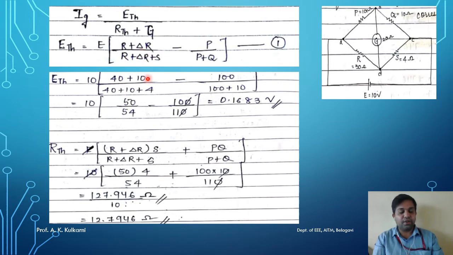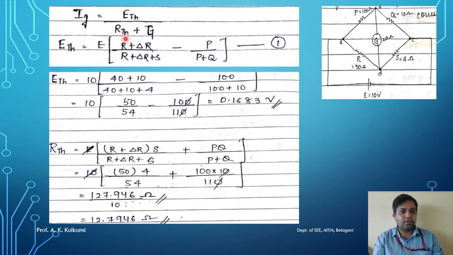40 plus delta, which we already found out now itself, that is 10. So divided by, once again, unknown resistance R 40 plus change in resistance delta R 10, standard resistance S 40, minus the ratio arms resistance, that is 100 divided by 100 plus 10. Now after substituting the necessary values, simply calculate it. Simple mathematics. If you calculate it, we are going to get the Thevenin's voltage as around 0.1683 volts.